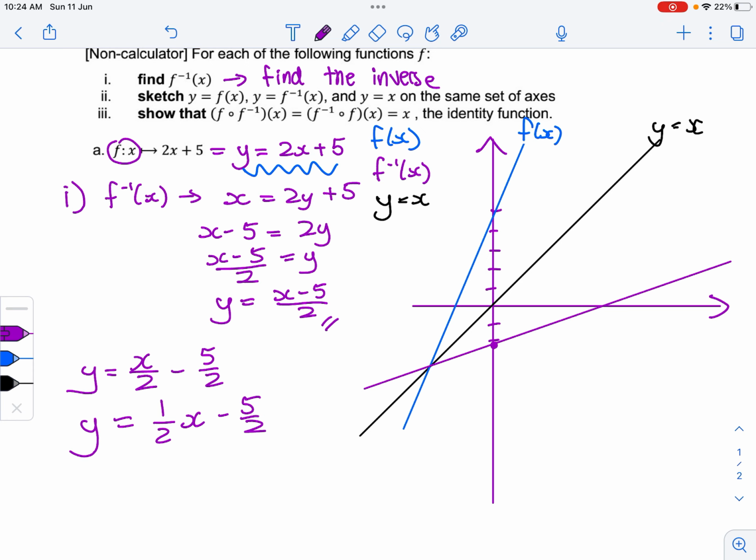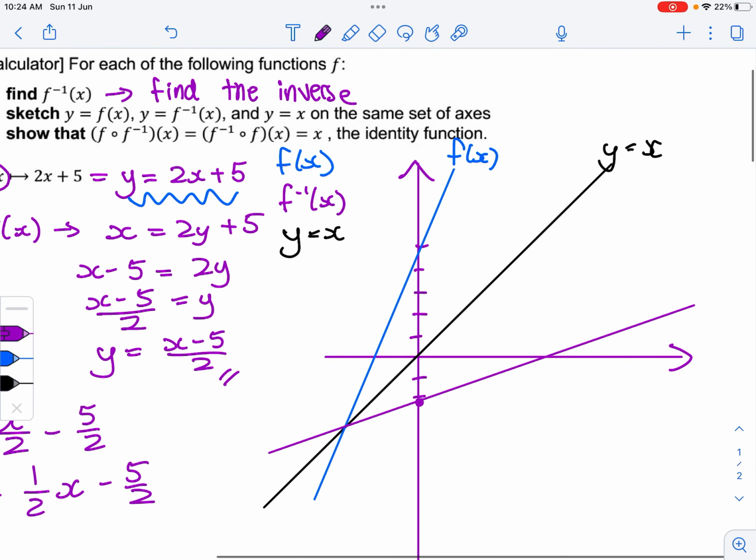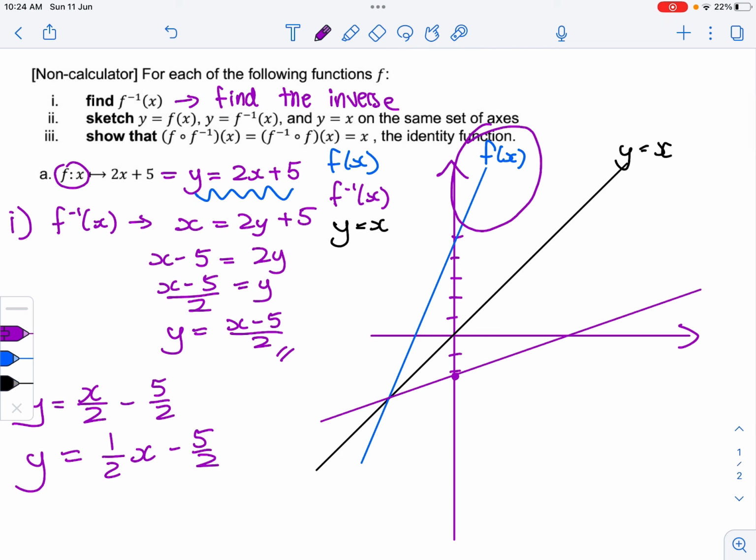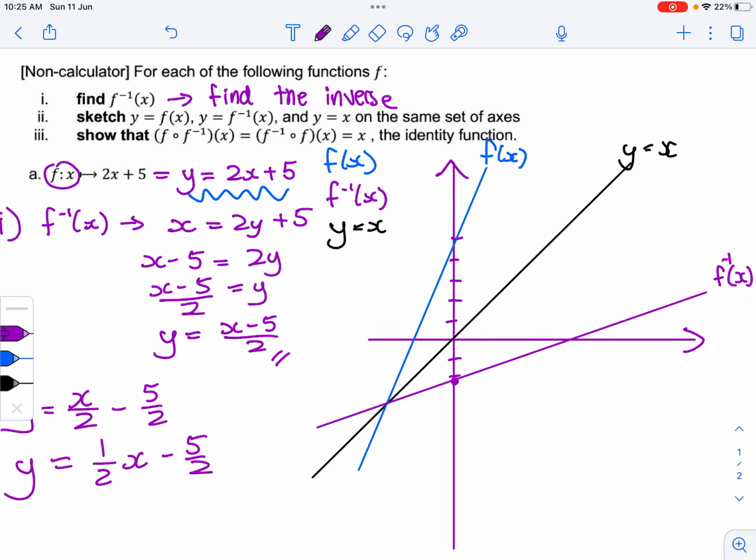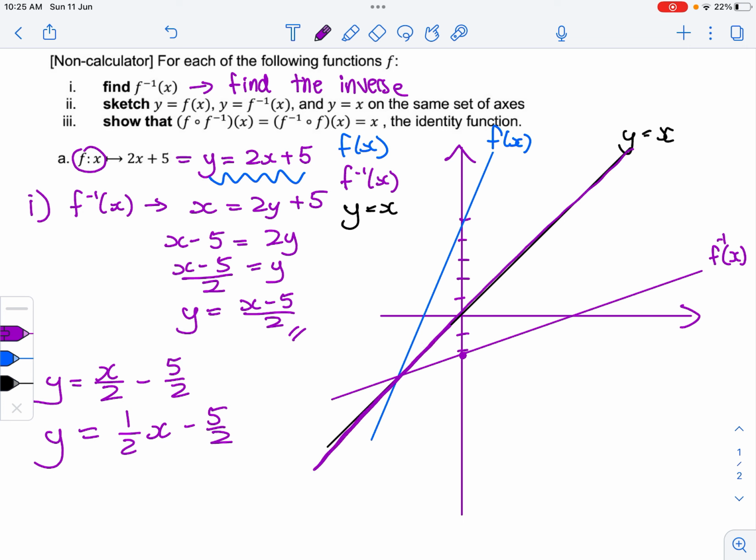And you can see that they both intersect at the same point. And if you take a look at the relationship between f of x and f of negative 1 of x, you'll see that they're both symmetrical. If you look at it based on y equals x, you can see that they're quite symmetrical.